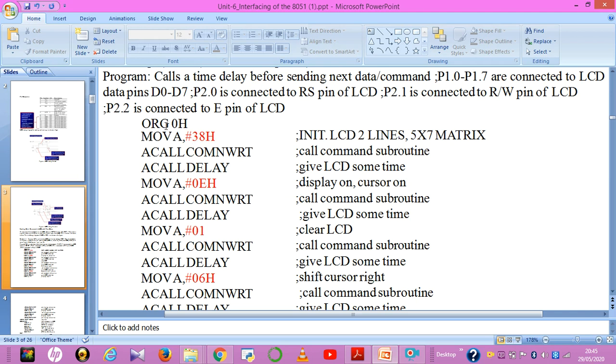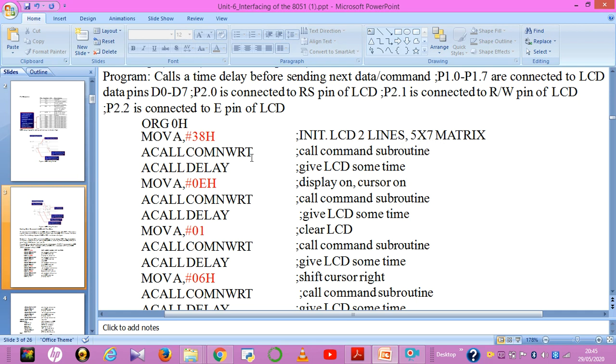Now we have to start with ORG, the first instruction in the 8051. Next, MOV A, #38H. It means it initializes the LCD for 2 lines of display with a 5 by 7 matrix, that is, rows and columns. It has a 2 line display.